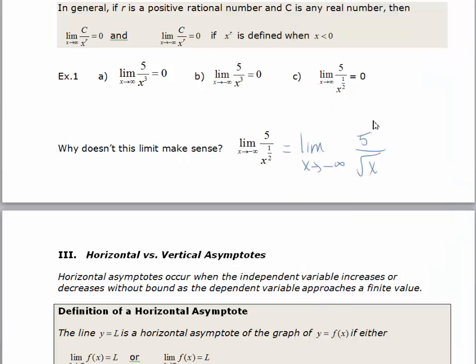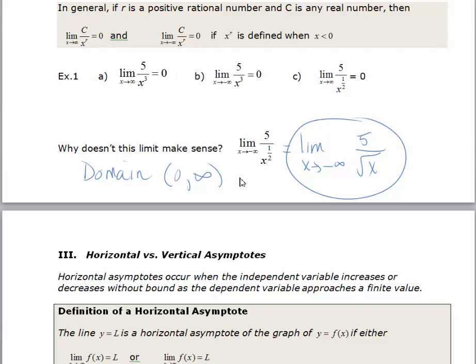So the reason why this limit does not make sense is because, again, the domain of this function is all real numbers greater than 0, or 0 to infinity. And so if you're asked to give a limit like this, what you should say is it really doesn't make sense. You can't approach negative values since they're not in the domain, your x values.